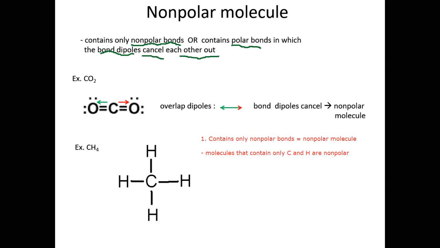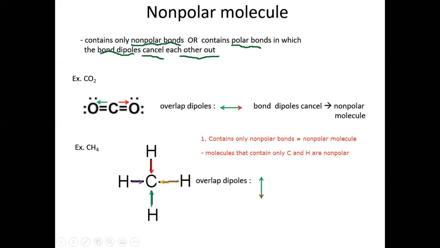But now if we want to look at the dipoles, well, carbon is the more electronegative, so they all point towards the carbon, and then they're all going to cancel each other out. And so this would also be a nonpolar molecule. So again, the two criteria for nonpolar molecules: they contain all nonpolar bonds, such as in CH4, or they contain polar bonds in which the bond dipoles cancel out.